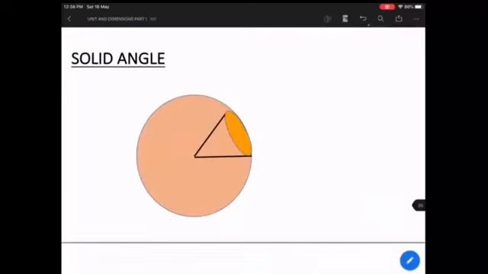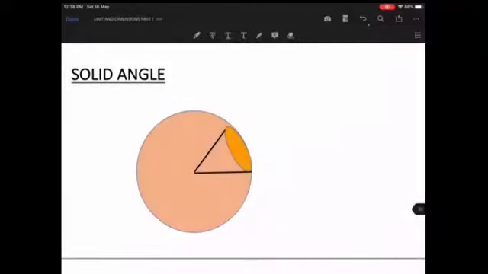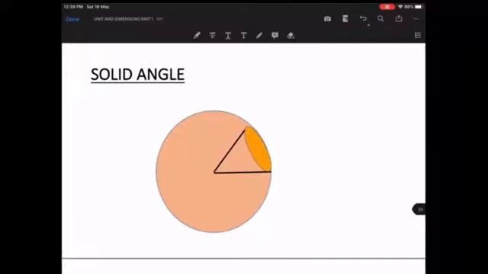Let's now understand what a solid angle is. Very similar to the plane angle, the difference is that the plane angle was on a plane, a 2D figure, but the solid angle is a solid 3D angle. For that, just consider any kind of sphere, for example your football or any spherical shape. If you cut a small portion from the center, you will get a cone like what I have shown here. This angle subtended is 1 steradian.